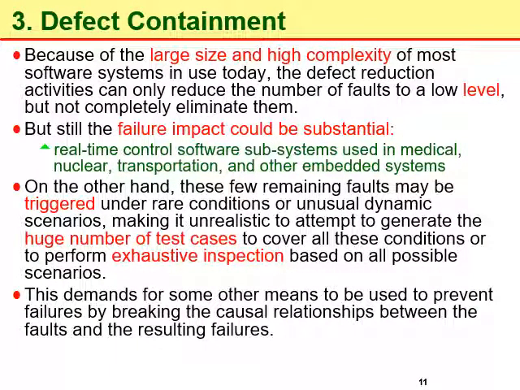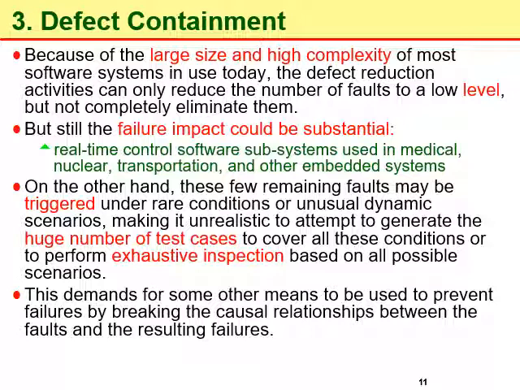Then the third quality assurance alternative we discuss here is defect containment. Because of the large size and high complexity of most software systems in use today, the defect reduction activities that we just discussed can only reduce the number of faults to a fairly low level. But in fact, these techniques cannot eliminate these defects completely.